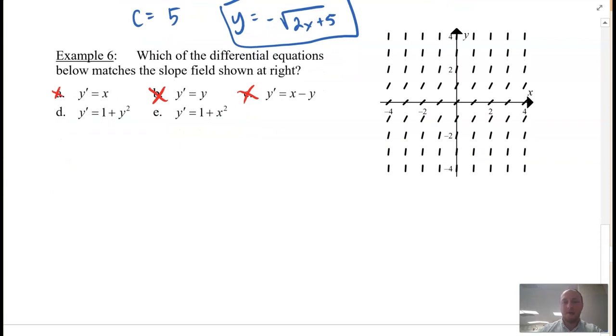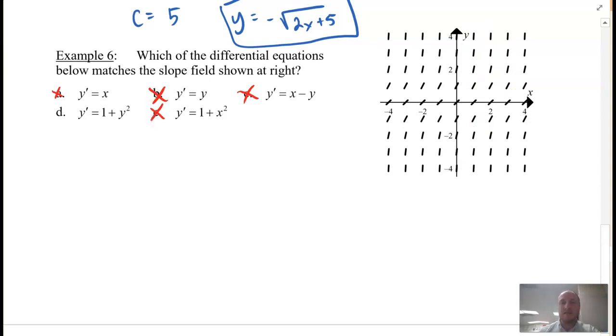So again, we'll look at E. So 1 plus x squared. So again, say this is 1. So 1 squared is 1. That gives us a slope of 2. So say that is 2, right? It's going to be exactly the same because none of these x values, right, will change. Okay, and that's not happening. The slope is changing for those. So this is not your answer.